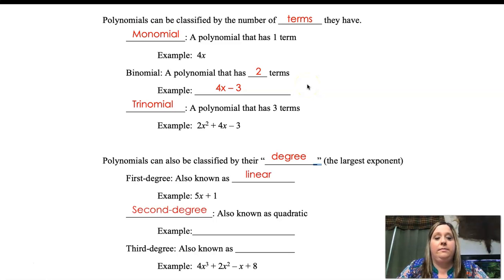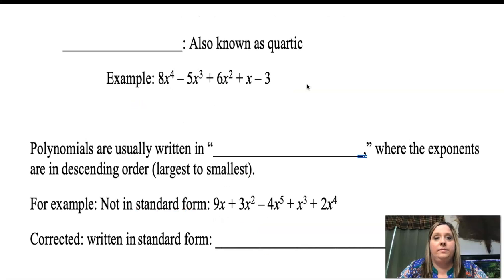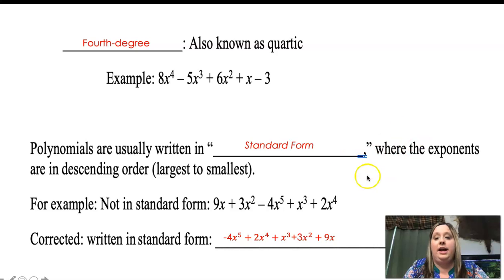Degree, and for this example up here too, you can have anything. I mean, I put one in there. As long as it's a binomial, you can have anything there. First degree is linear. Second degree is also known as quadratic. Third degree is cubic. Quartic is fourth degree. Standard form. And then there's one, this one has to be this though, because this is the example, not in standard form. So this is what it would look like in standard form.